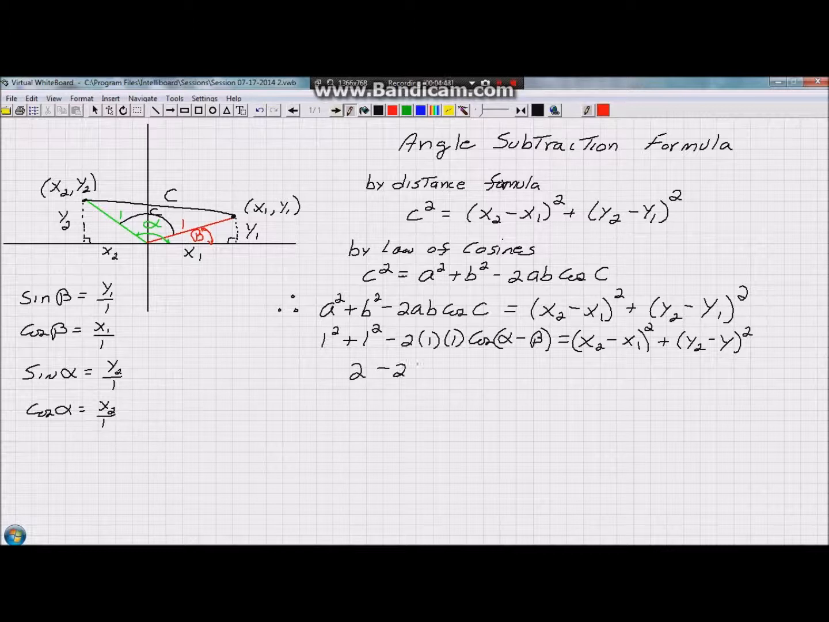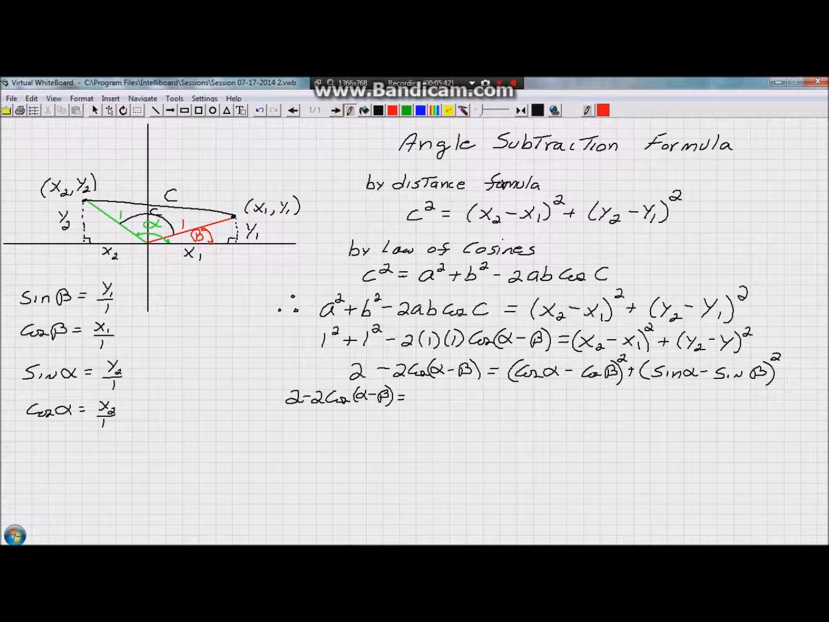I can take those values and substitute them into my equation. So 1 squared plus 1 squared is 2, minus 2 cosine alpha minus beta equals... I replace x sub 2 with cosine alpha, x sub 1 with cosine beta, and similarly I replace y sub 2 with sine alpha, y sub 1 with sine beta. Square the quantities, and go through a little bit of algebra.